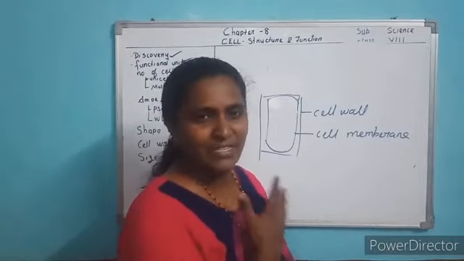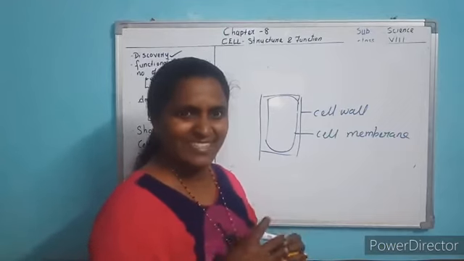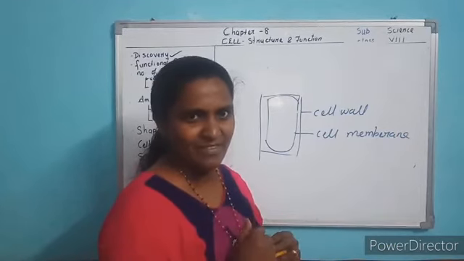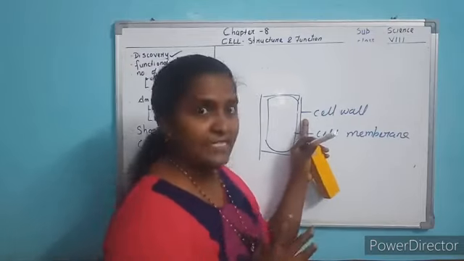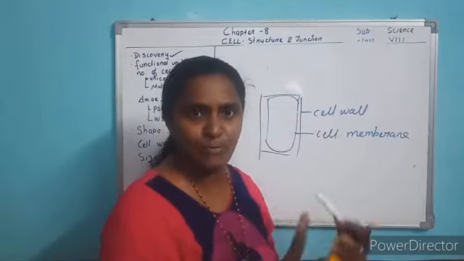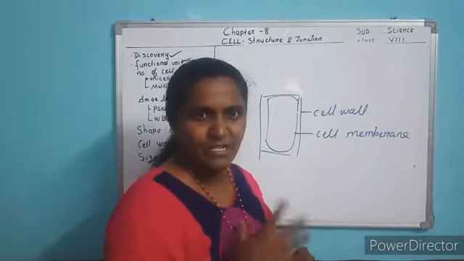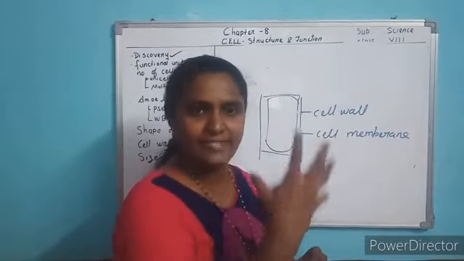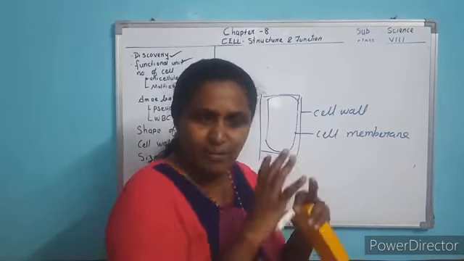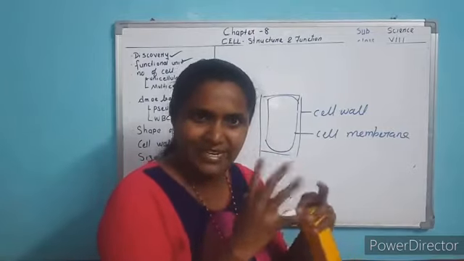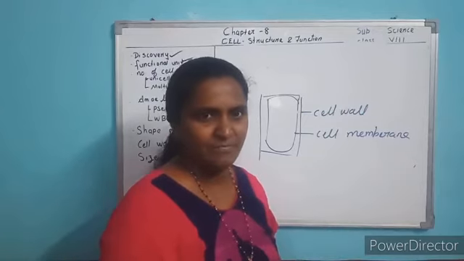There are many reasons why it is covered by a cell wall. It acts as a protective layer. It gives rigidity to the cell. It helps with mechanical support. Due to wind or high temperature, in the summer season when the temperature is very high, the inner part will be affected. To protect the inner part, the cell wall is made for the plant cell.